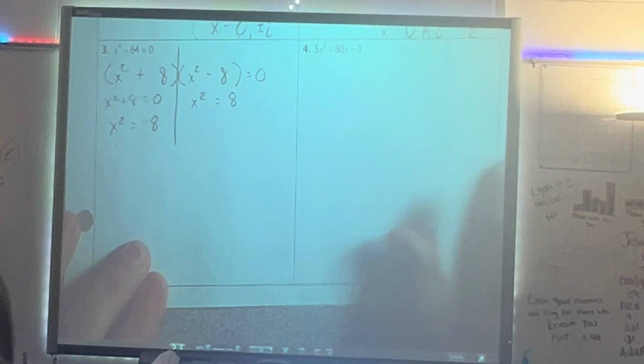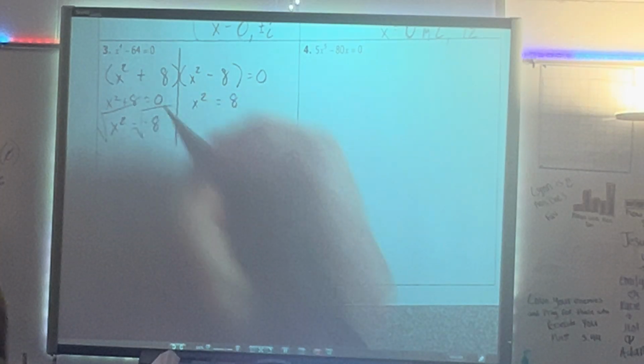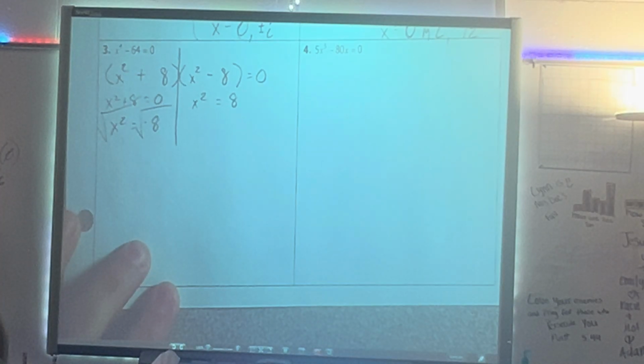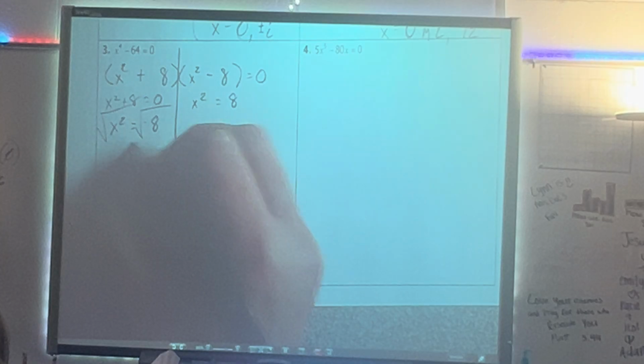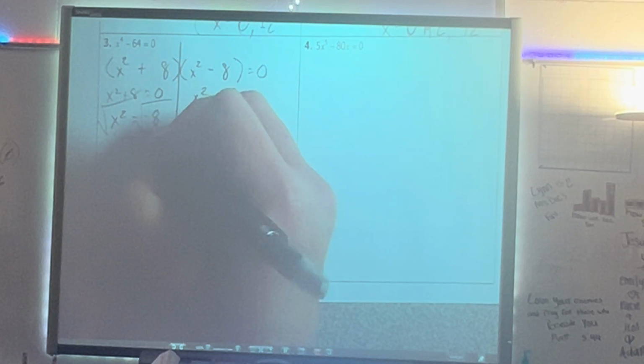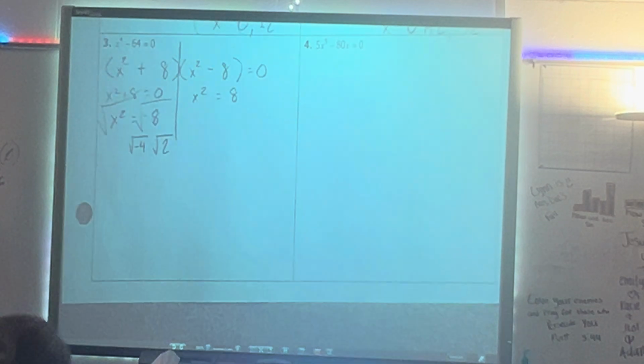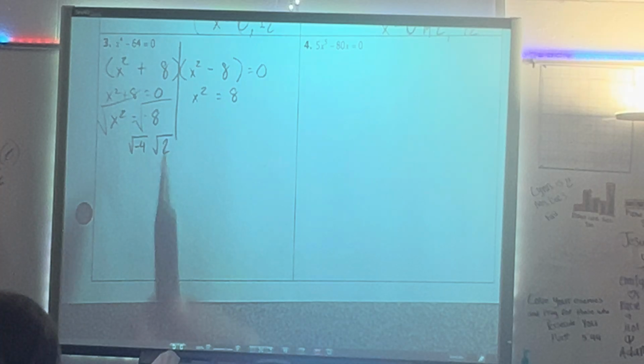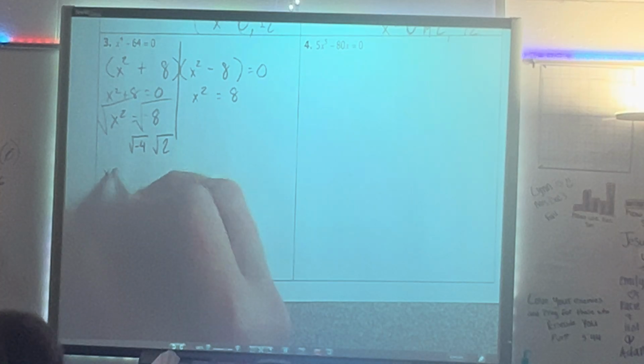All right, so now, when I take the square root of this, I've got to split my 8. So, what goes in my 2 square roots? Louder. Negative 4 and positive 2. We're going to put the negative with the perfect square that comes out. Is everybody okay with that? So when I pull this out, x is going to be equal to what?